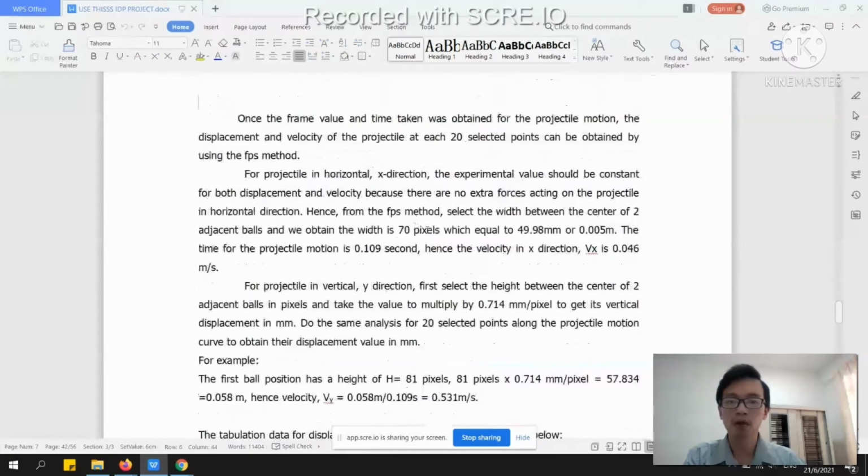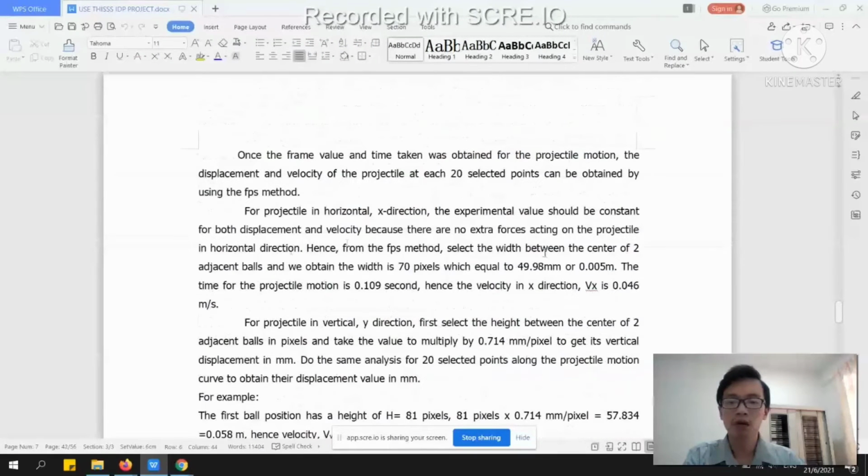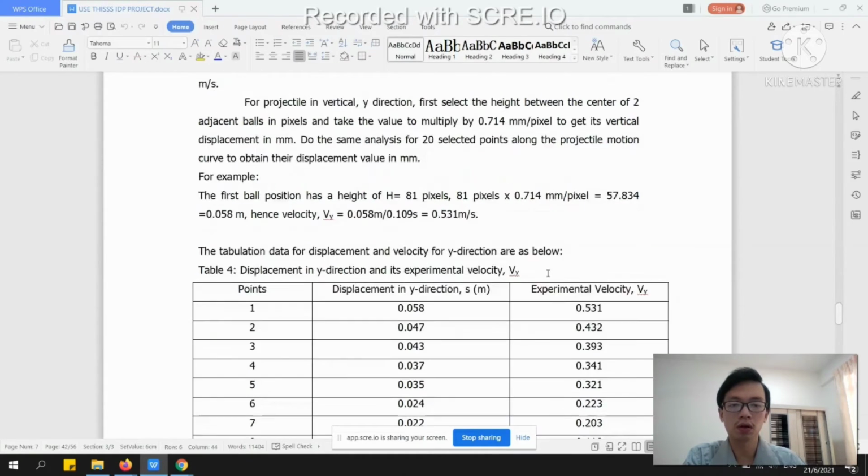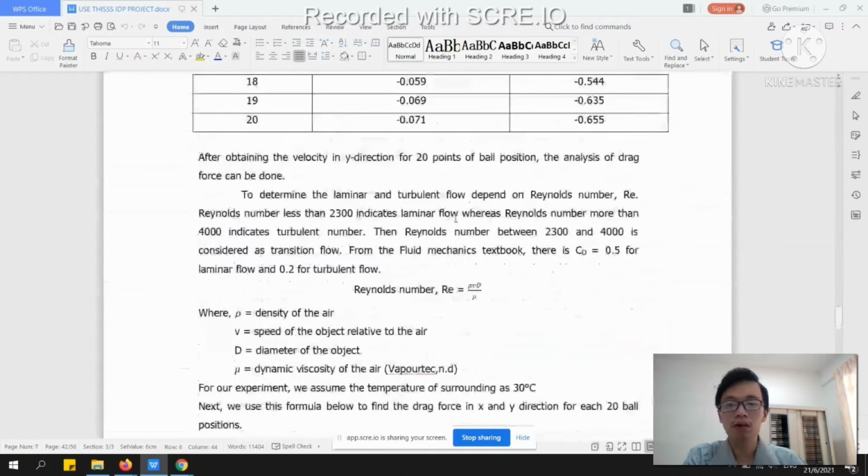As we move on, after we obtain this, we can calculate the displacement in the x and y directions using the same concept, just by multiplying by the per pixel value, and we get the displacement in meters, and then divide by the time to get the velocity. Just a simple projectile motion concept. So moving on, we will discuss how to find the drag force.